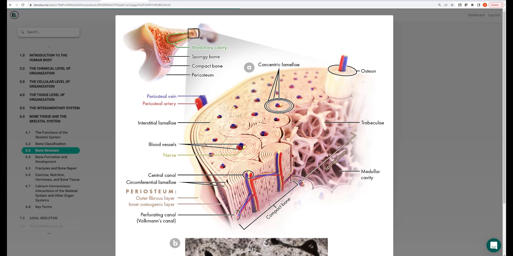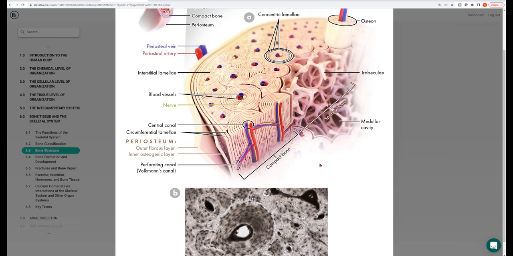As we move further in, deep to the compact bone, that's where you then see the endosteum layer and finally the spongy bone on the inside. This is described as trabeculae. It's the way of describing a sponge. When you look at a sponge, you see all those spaces and all those spiky connectors. So the trabeculae are the spiky connectors, and then you see the hollowness, if you will, of the spongy bone.